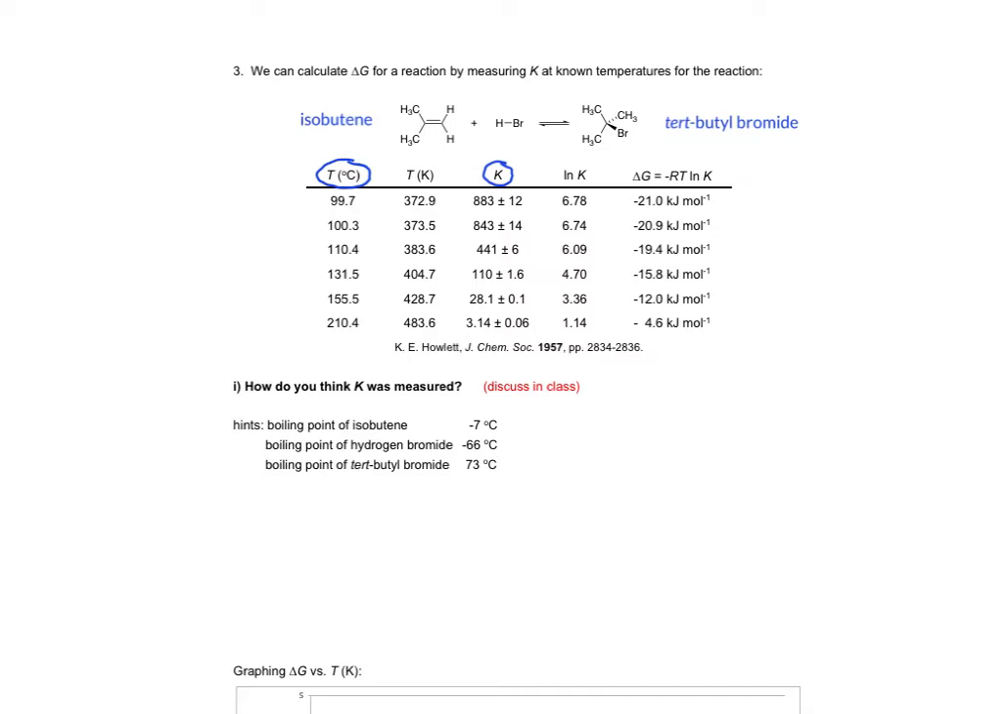To fit the data into the free energy equation, temperature was converted into Kelvin. The equilibrium constant was converted into its natural log. And so these are the calculated free energies for this reaction. And note how the free energy increases with increasing temperature, from a fairly large negative number to a number that is approaching 0 at higher temperature.